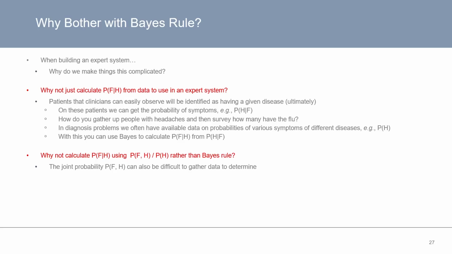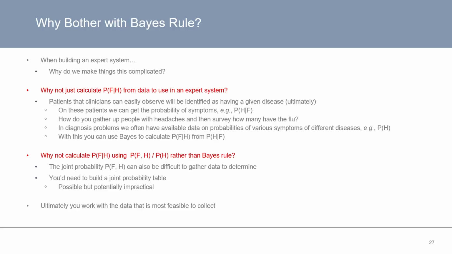Well, the joint probability of F and H can also be difficult to gather data on. Here you'd need to build a joint probability table, which in certain problems might be possible, but it's potentially very impractical as the scale of a problem gets bigger. At the end of the day, when it comes to uncertainty, reasoning, and probabilities, you're going to want to work with the data that's most feasible to collect, as well as the data that's most reliably collected.